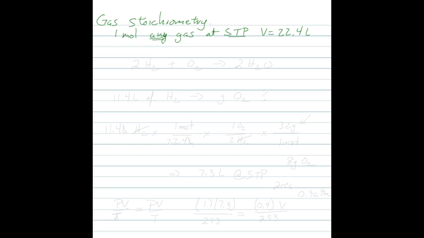So if you do that, do a sample stoichiometry problem: 2H2 plus O2 yields 2H2O. If you had 11.5 liters of H2, how many grams, or what mass, of O2 would you also need?